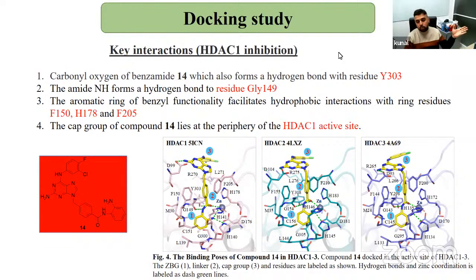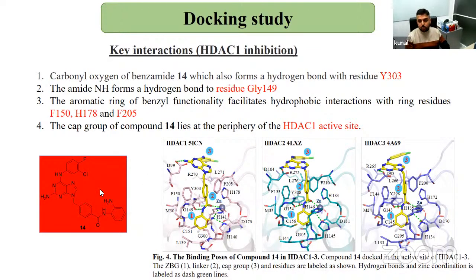And then if we want to synthesize more HDAC class 1 inhibitors in the future, we can just use this existing information. Using this information, we can proceed forward and make more and more inhibitors and load the armory of HDAC inhibitors. So this is the reason why we do it after identifying, after pinpointing a compound.